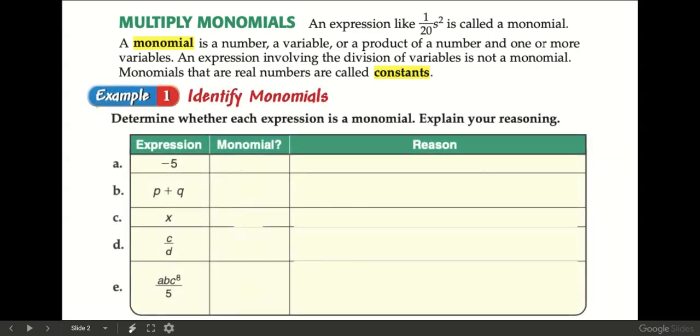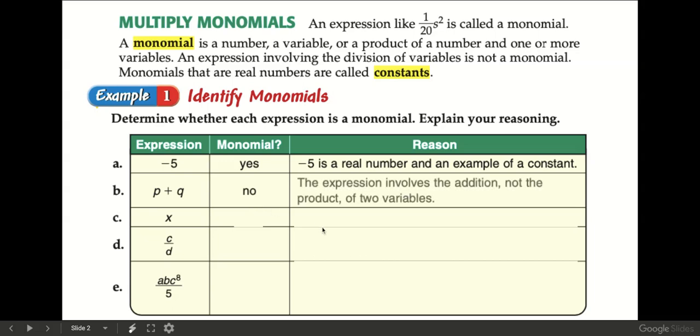So, identifying monomials. Determine whether each expression is a monomial and explain your reasoning. So, for -5, is that a monomial? The answer is yes. And the reason why it's a monomial is -5 is a real number and an example of a constant. A constant just means it has no variables, but it's still considered a monomial because it's just a number. Is p plus q a monomial? The answer is no. And the reason why it's not a monomial is because the expression involves addition. Monomials only involve multiplication.